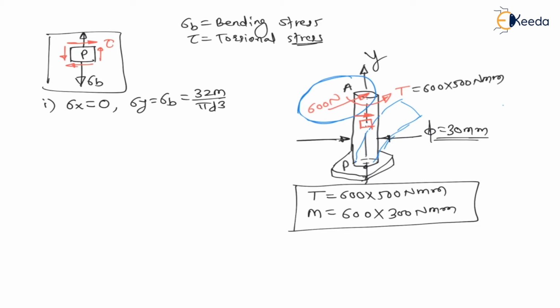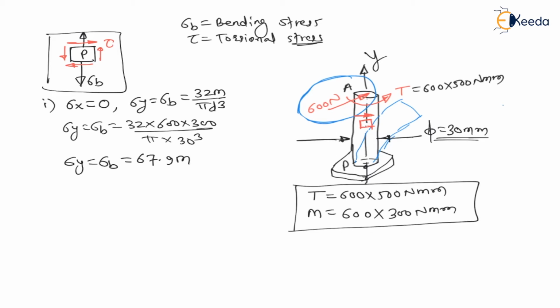It is a given data, right? Therefore consider diameter is 30 mm, and therefore sigma y is equal to sigma b is equal to 32 M upon pi d cube, where M is nothing but bending moment, which is 600 into 300 divided by pi into 30 cube. If you find this sigma y value, you will find the answer as sigma y is equal to sigma b is equal to 67.9 MPa. This is the normal stress at point P, right?